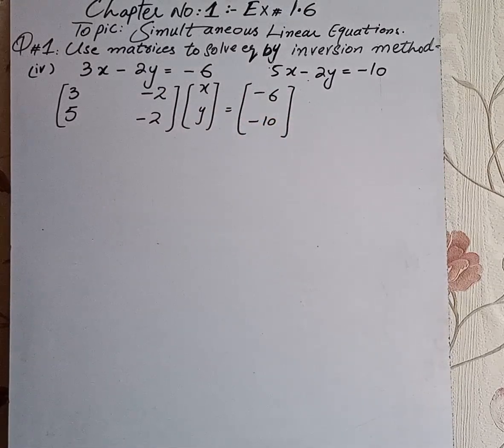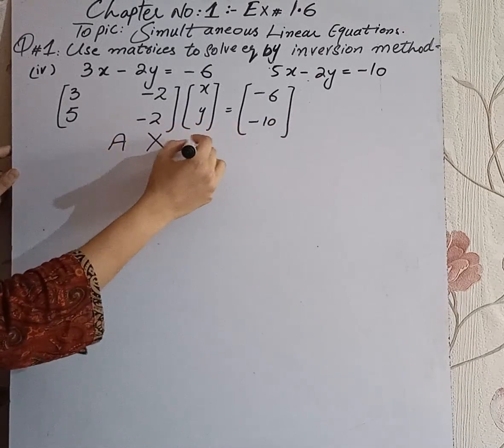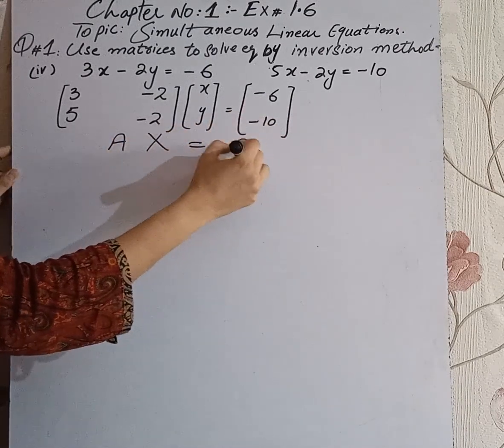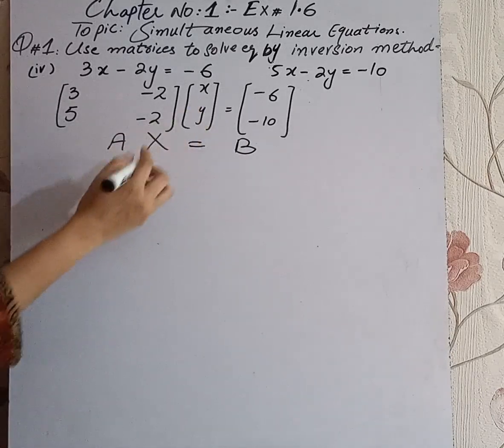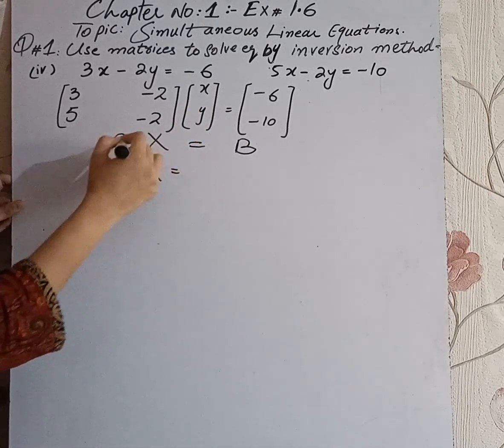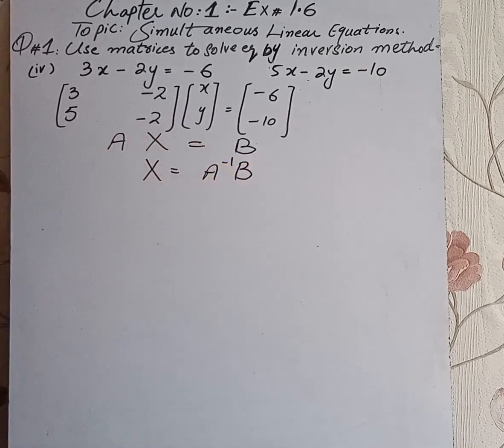Now we are going to give names to these matrices. This is called matrix A, this is called X, and this is called matrix B. We'll have to find here the value of this matrix X, that will be right here. A on the other side will be A inverse into B. It means we will multiply the inverse of A by B. But first we'll have to check before we find the inverse.